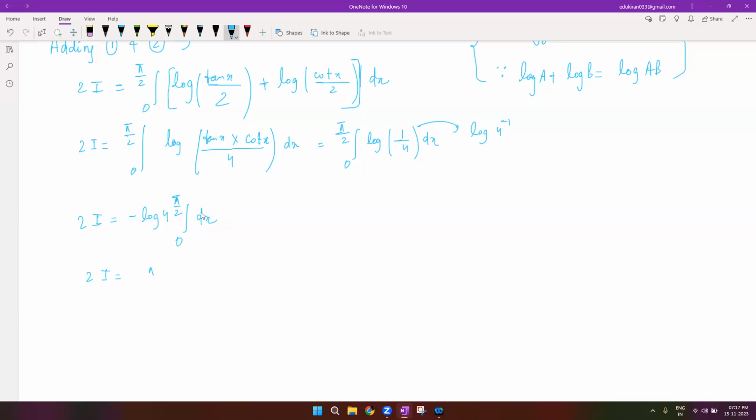So this will be x, right? Integration of 1 will be x, and then we will put the upper limit minus lower limit. So the answer will be pi by 2. And I'm writing this directly, minus pi by 2 into log 4. After solving this integration part, you will get pi by 2. So the final answer in this case is minus pi by 4 log 4. Minus pi by 4 log 4.